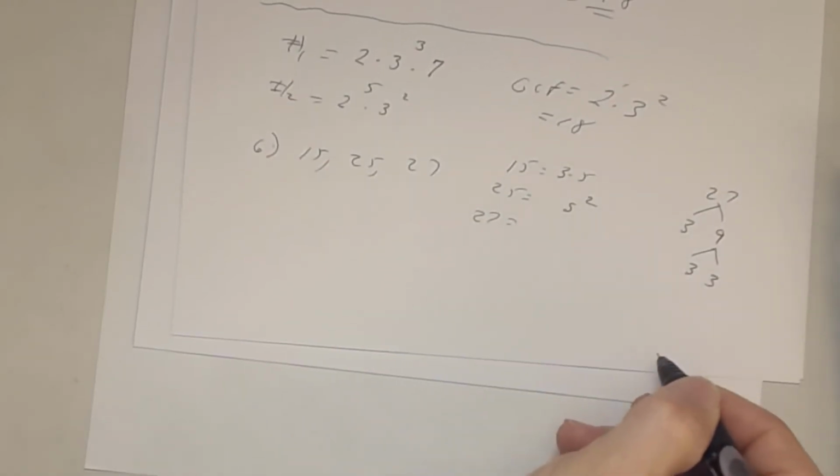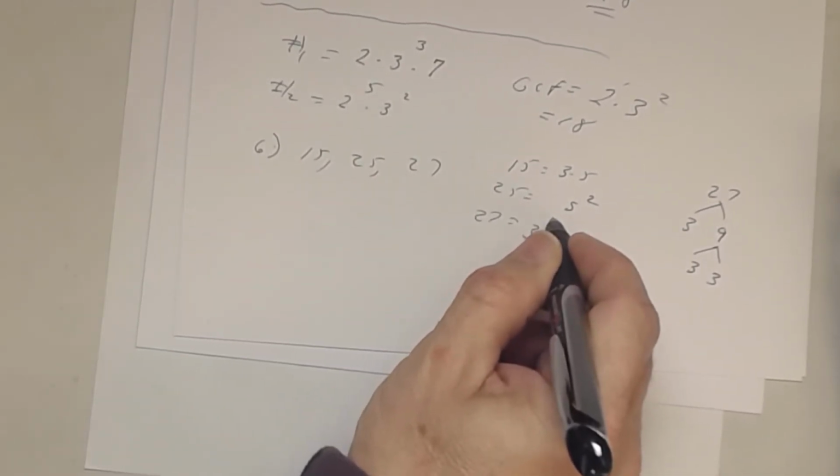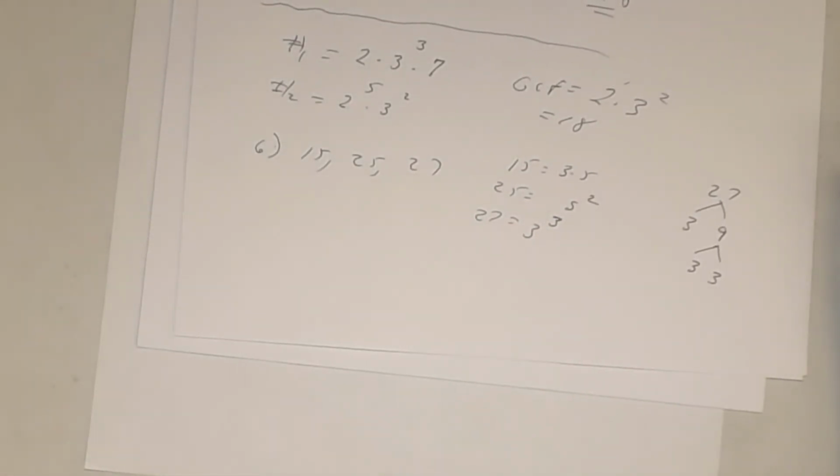3 times 3. And so therefore 27 is 3 to what power? The third, right? Okay. So 27 is 3 cubed. All right.